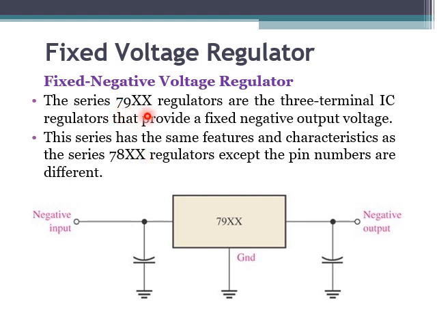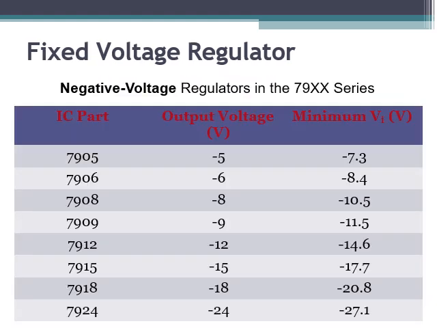So with 79, we can have a negative output voltage also. Whenever they give a 79 series, keep in mind that it is a negative voltage regulator. 7905 means minus 5 volt, so the output voltage is minus 5. The minimum input voltage is minus 7.3, right? This is the tolerance level.